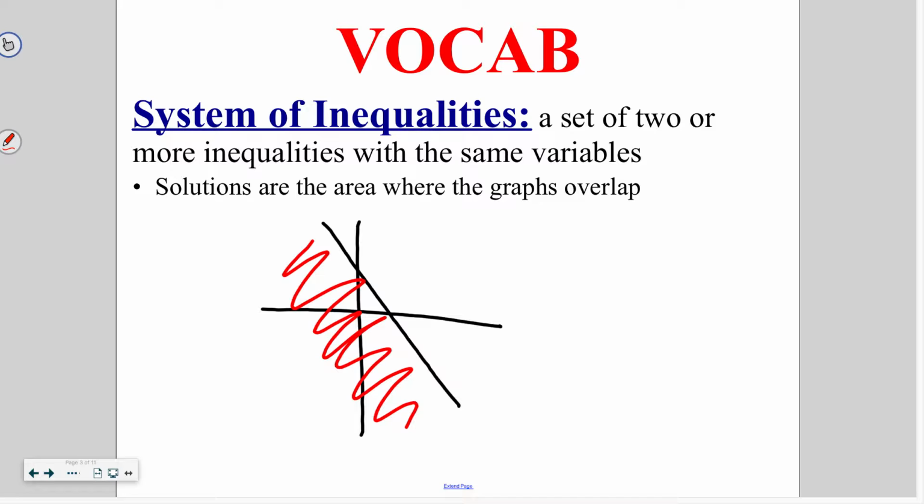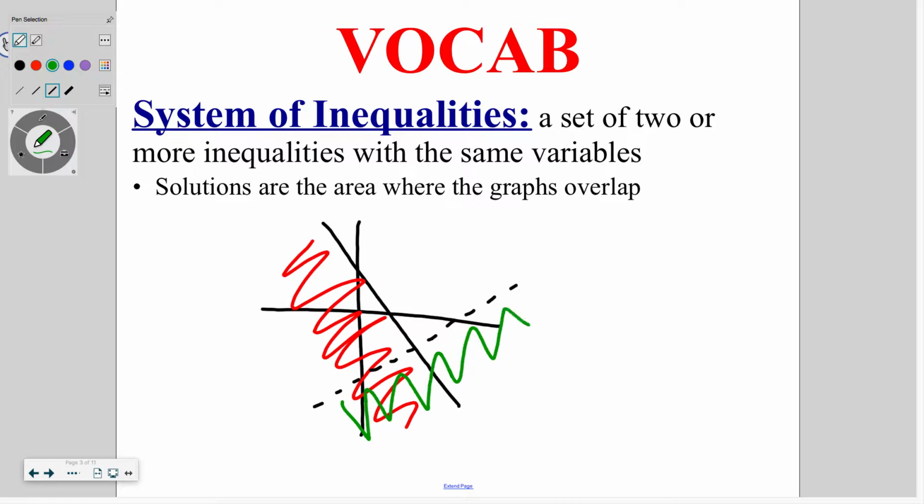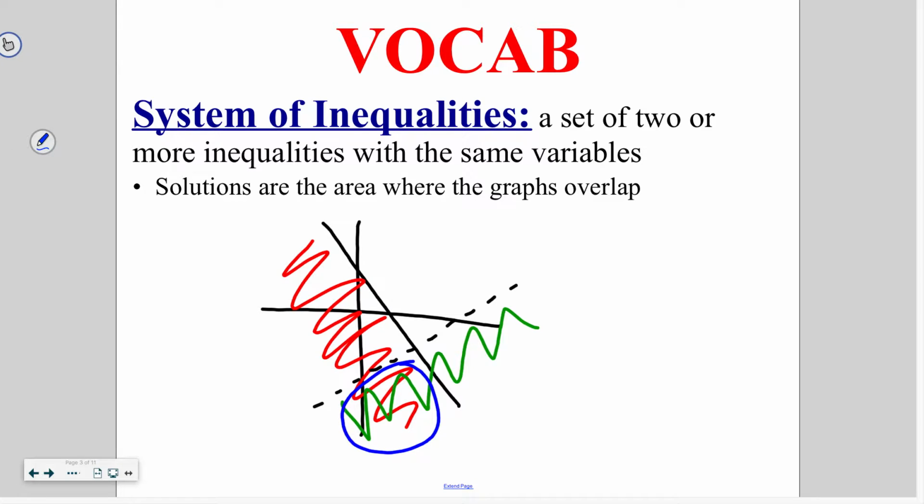So if you recall, when we are graphing inequalities, there is not only a line, but there is a shading element to it. When we are looking for the system of inequalities, we would have our first line, and then I'm just going to put in a second line. And we could have our second shading going on. And our point is to look for the area of overlap. So we're looking for this section of the graph where they overlap. That's going to be our solution area.